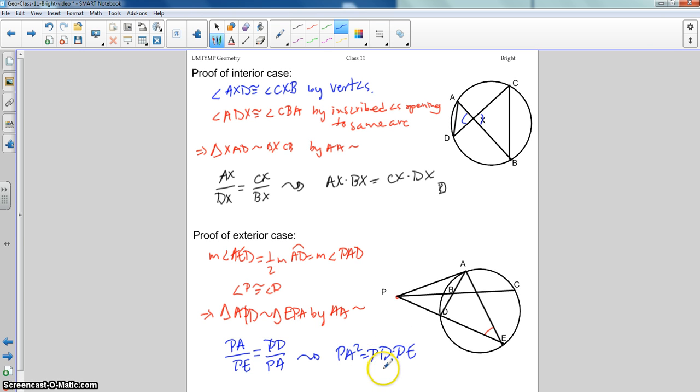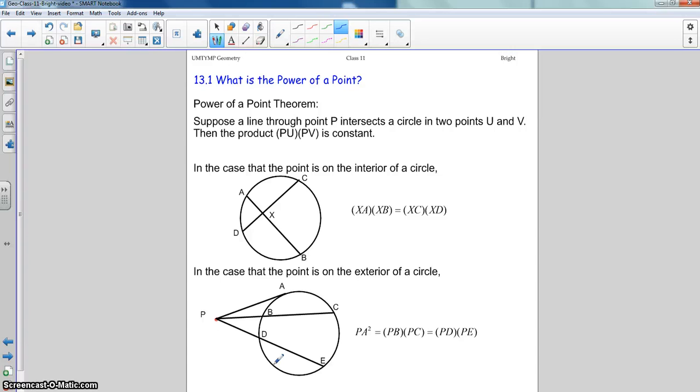Okay, and then again, like I said, you can show the others in a very similar fashion, both by doing angle-angle similarity and then setting up the side ratios. And so that is really the proof of the Power of a Point Theorem, and in the next video, like I said, we're going to be doing some examples with this theorem.